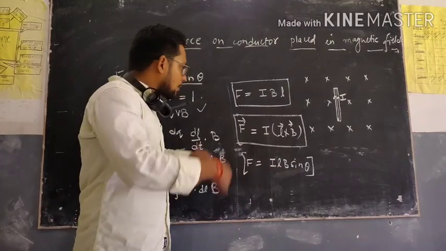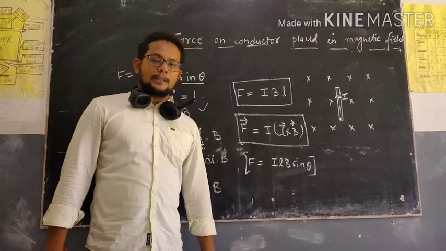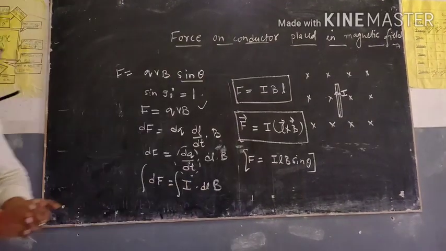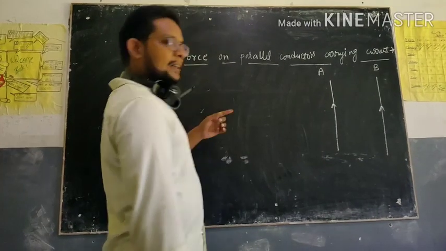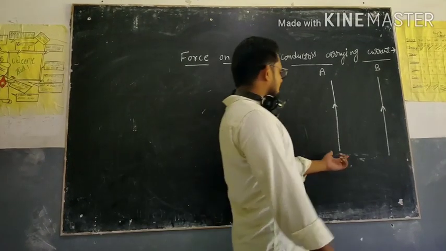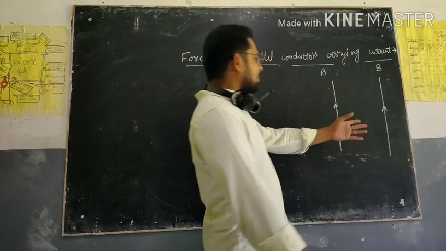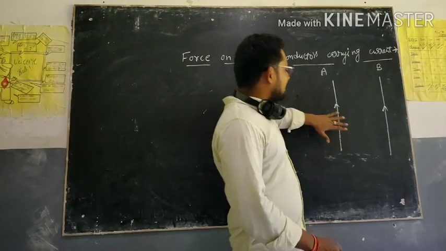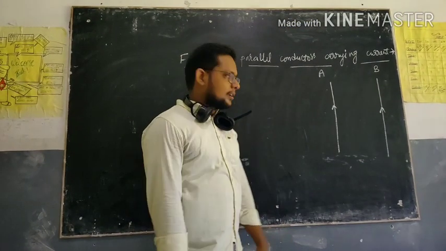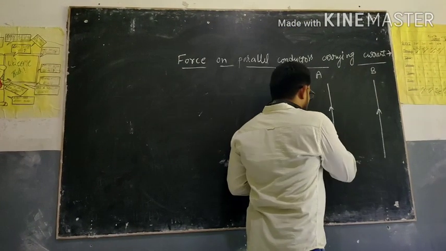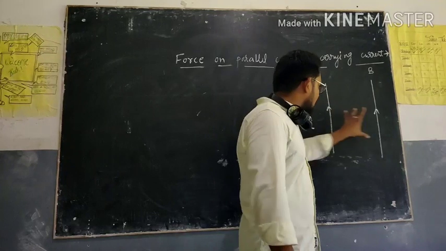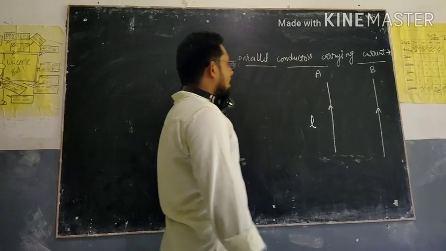Now we will move to our next topic, that is force experienced by two parallel conductors placed in magnetic field. My dear students, now we will discuss about the force on two parallel conductors carrying current. Suppose this conductor is A, this conductor is B. They are infinitely long. Infinitely long means they are too long as compared to this plane in which these wires are drawn. Suppose we are considering L length of both the conductors, consider the length is L.